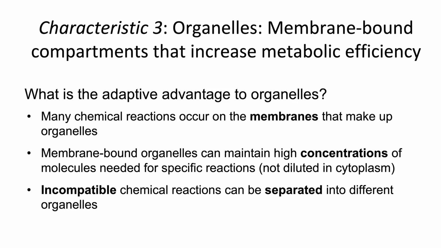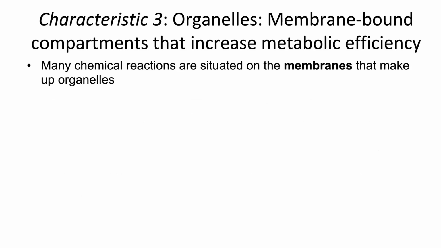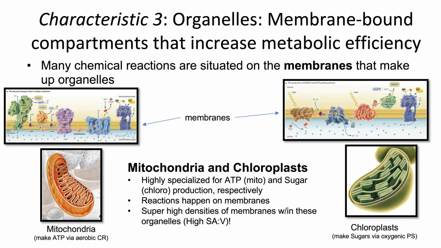And lastly, incompatible chemical reactions or chemicals can be separated into different organelles. So you can talk about reactions happening in independent places, or you can talk about individual chemicals or reagents occurring in different places. So let me just drive this home a little bit more, talking about the importance of the membranes of organelles. So chemical reactions are situated on the membranes of many organelles.